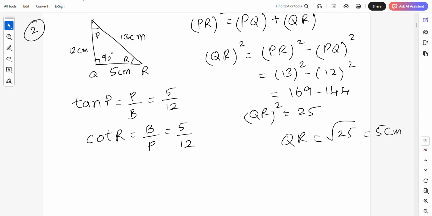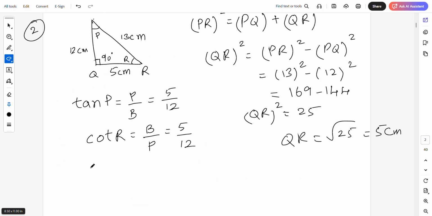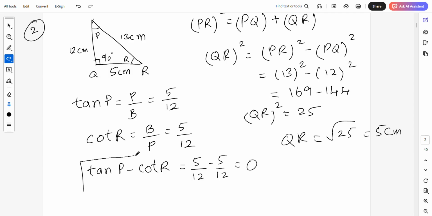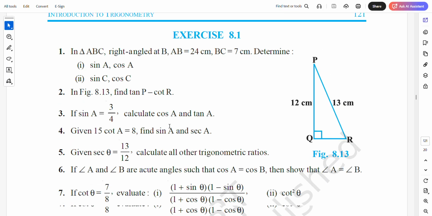Therefore, tan P minus cot R is equal to 5 by 12 minus 5 by 12, which is equal to 0. This is the answer for the second question. Now let us go for the next problem.